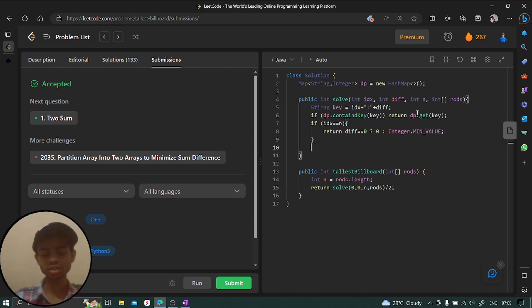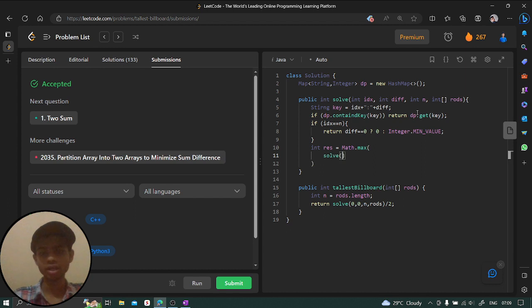Fine. But if it is also not the case, then we are going to calculate the maximum one. So we can say int result is going to be nothing but Math.max, and here we can say sol. You have to increment index always. Difference plus the load of that particular index, which means we are going to add that particular load on the left side. Then you pass the same n, same roads, and then you also add roads of index, right? So this we have done for the left side.